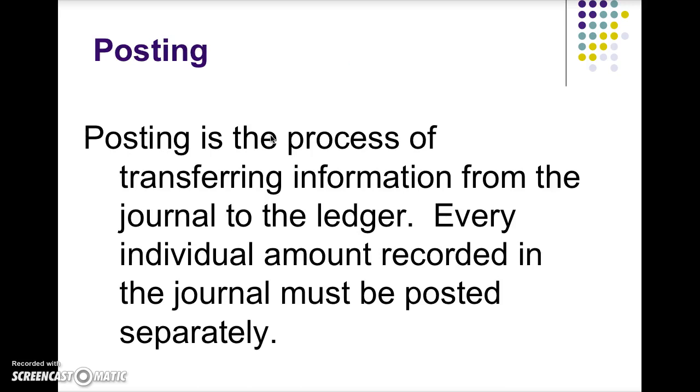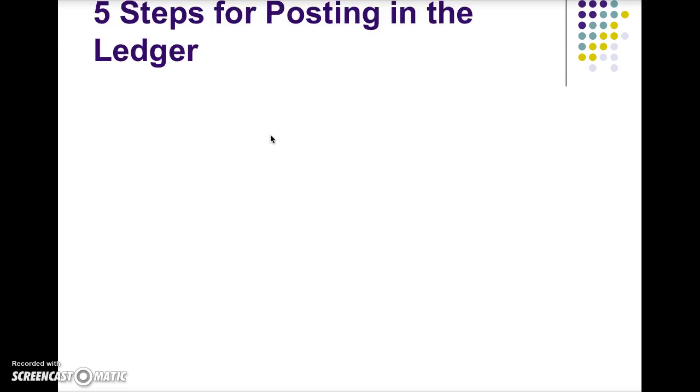Posting is the process of transferring information from the journal to the ledger. Every individual account recorded in the journal must be posted separately to its ledger account. So there are 5 steps for posting that happen in the ledger.